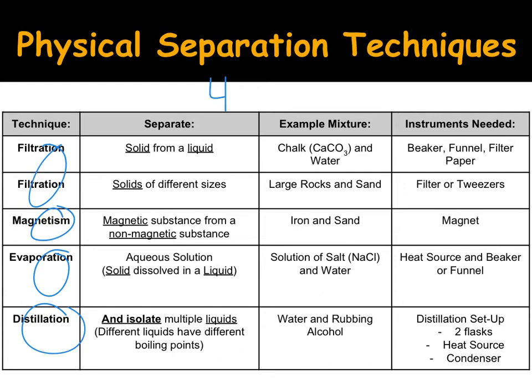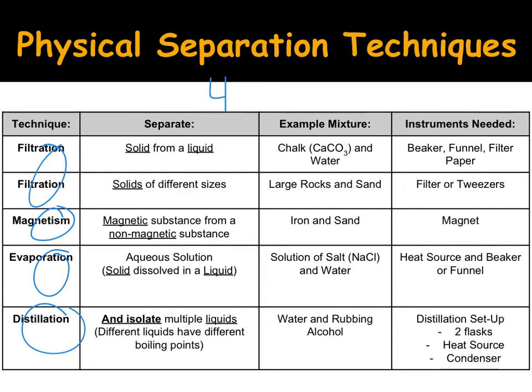You can probably logically figure out how these work. Filtration, well, you're filtering something. You can separate solids from liquids using things like filter paper. You could separate solids of different sizes using screens or sort of wire mesh, if you will, to keep back the larger particles.